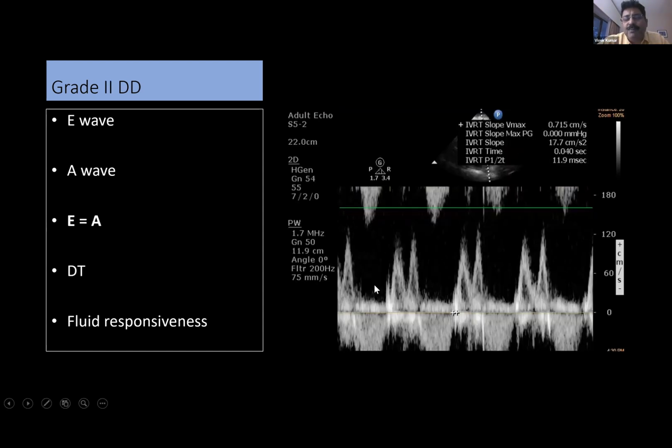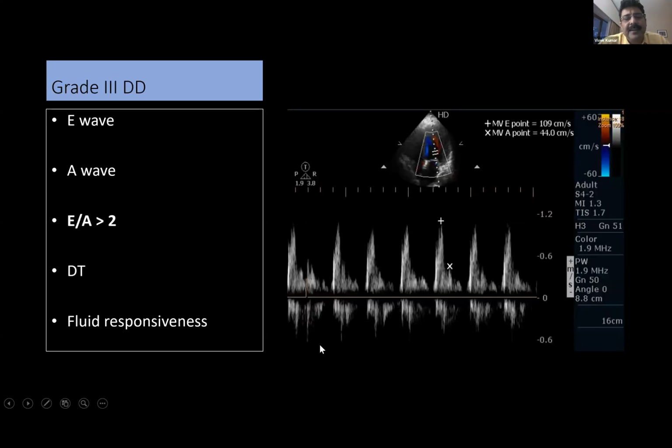Then if the LV gets more stiff, you find that the LV pressures are rising. Because of the rise in LV pressure, this rise is also transmitted to the LA. Therefore, you find that now the LV pressures are up, the LA pressures are up, and the E wave velocity increases to a certain extent. I'll not discuss this in detail. After some time, you find that the E wave has become much bigger than the A wave, that means the E by A ratio has become more than 2. That means the LV is compromised. It is stiff to such an extent that the E by A ratio has become more than 2, right?